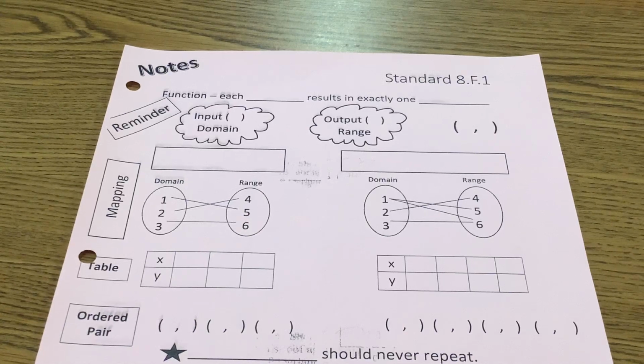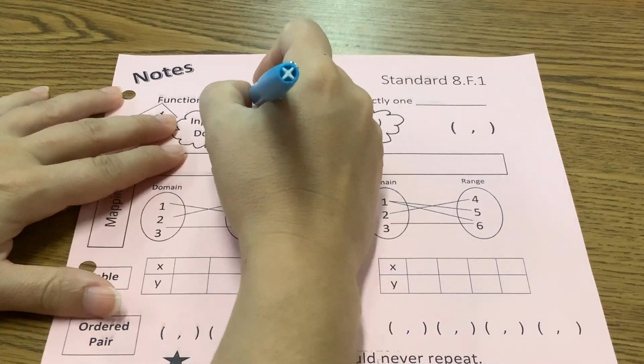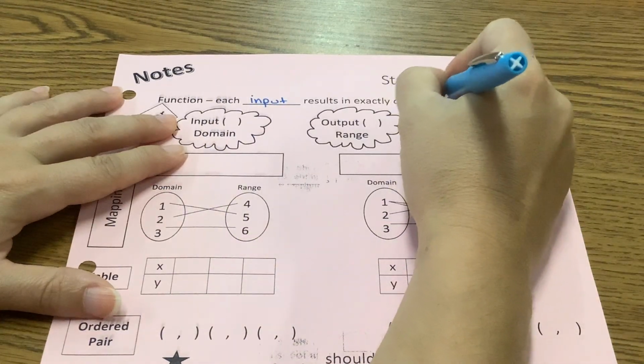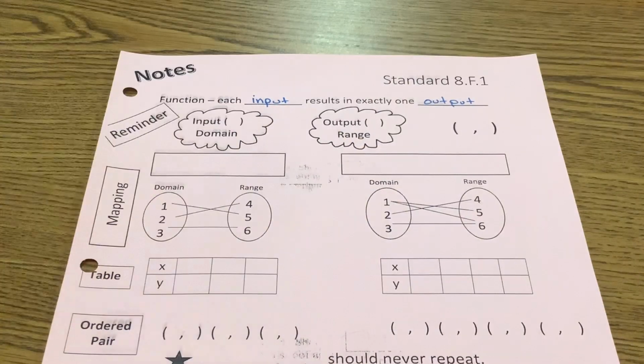All right, so we are going to start with functions. We need to be able to determine what is and is not a function. So first we need to know the definition. For a function, each input results in exactly one output. Okay, and the idea behind that is whatever you put in, you should be able to predict whatever you're going to get out. That, or it should at least be different based on what the input is.